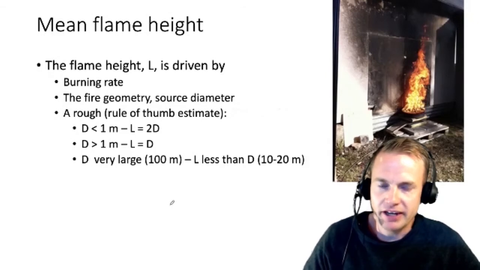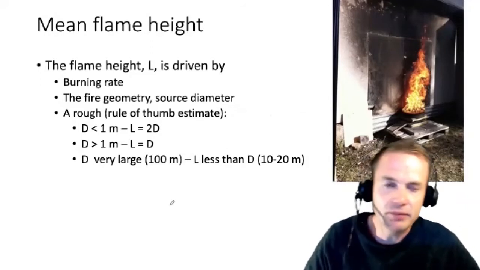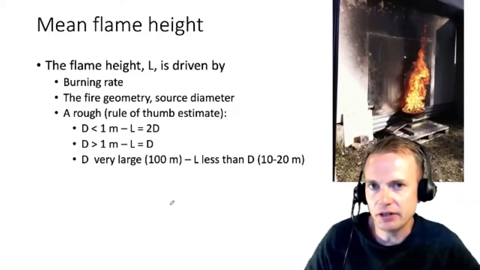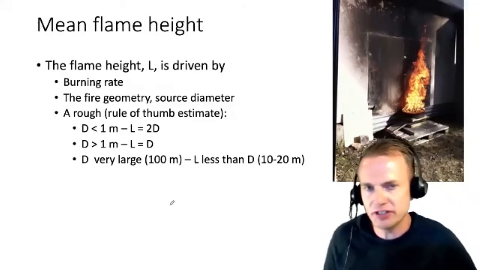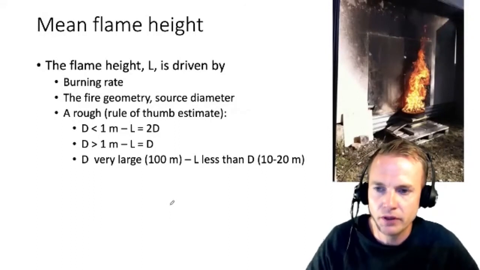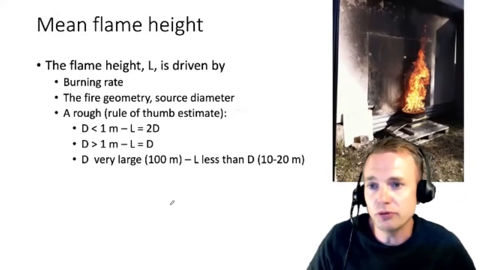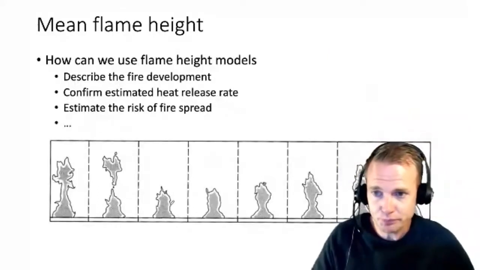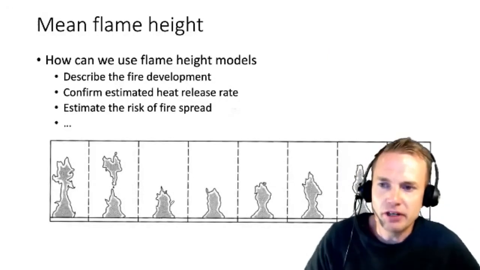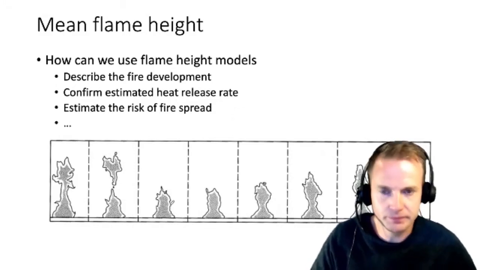The mean flame height can be estimated based on simple rules of thumb. Maybe something that can be used on the scene, to estimate, okay, if the fire would spread to this object, how big would the flame be, and so on. These are quite rough estimates, of course, and there are possibilities to do more detailed calculations, maybe in a fire investigation. We can use the flame height models to describe the fire development, confirm estimated heat release rate, or maybe estimate the risk of fire spread.